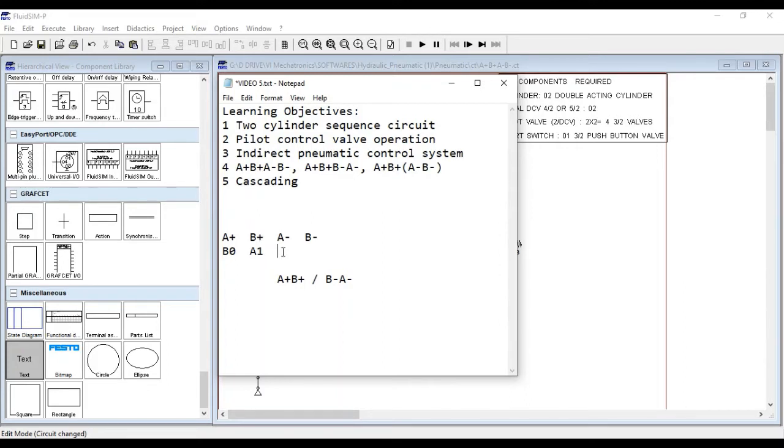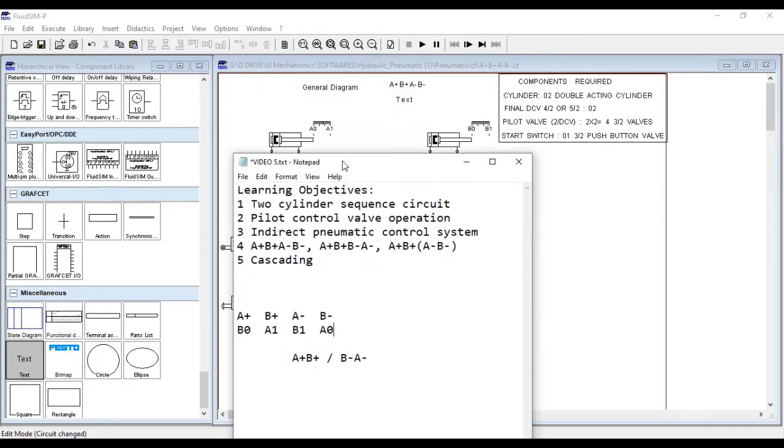Similarly, can you tell me for B minus? So let's see. B minus, previous activity is A minus. A minus will finish when the piston A reaches A0. So now let's have this actuation as A0. See, these are nothing but the roller switches or sensors, the pneumatic sensors that are employed in the path of the piston movement or piston stroke. So for A plus we need the actuation to be B0, for B plus A1, A minus B1 and B minus A0.